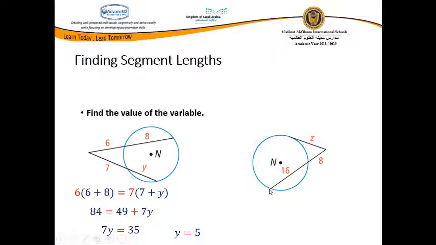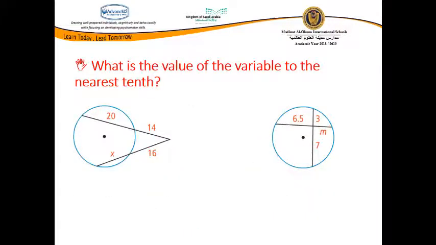In the other question, we have a secant and a tangent intersecting outside the circle. According to our theorem, the outer segment 8 times the whole secant 8 plus 16 equals the square of the tangent z. Then z squared equals 8, the outer segment, times the whole secant 8 plus 16. Solving this, z squared equals 192, then z equals 13.9. Let's solve the other question.